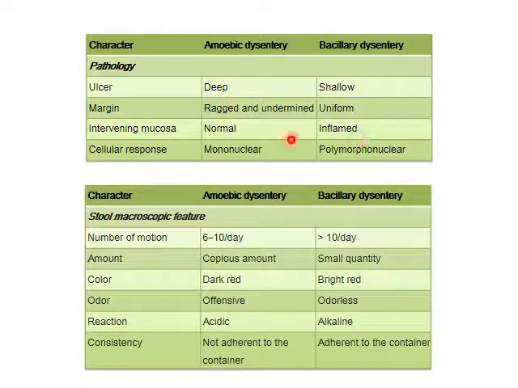So these were the pathological differences. We shall now see the macroscopic features of the stool. The number of motions in amoebic dysentery is 6 to 10, while in bacillary dysentery it is more than 10. The amount is copious in amoebic and very small in bacillary. The color of the stool is dark red in amoebic and bright red in bacillary. Again, a very important finding, the stool is very offensive in case of amoebic dysentery and it is odorless in case of bacillary dysentery.